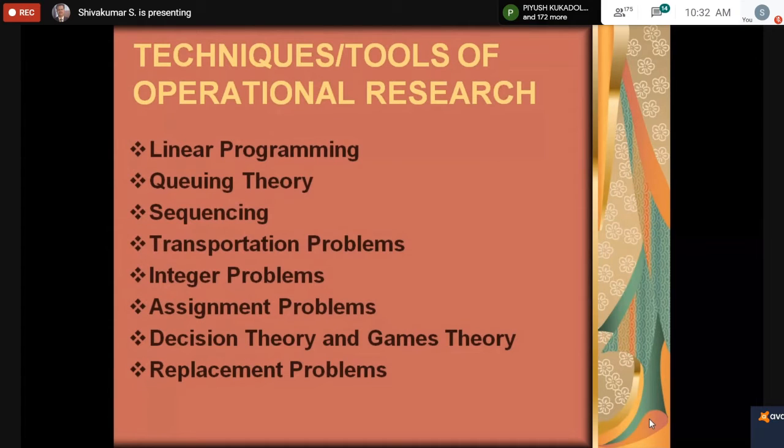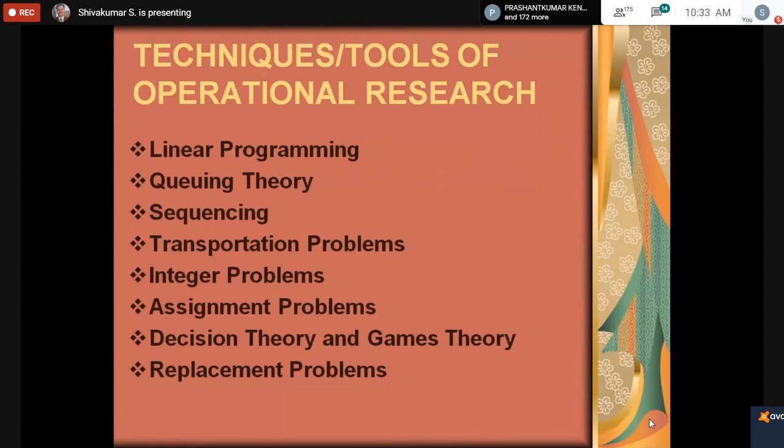Next, the techniques or tools of OR. This is the main focus. These techniques or tools are, of course, the same things we are covering in our syllabus: linear programming, the first unit; second, queuing theory, sequencing, transportation problems. But you're not solving integer problems. I will tell you what exactly these integer problems are later.